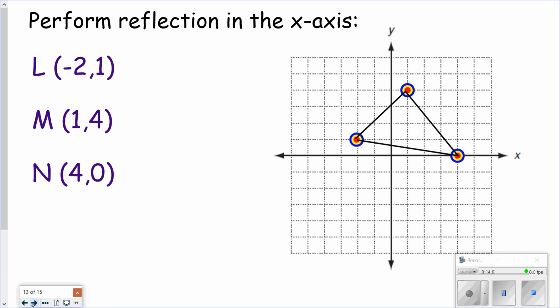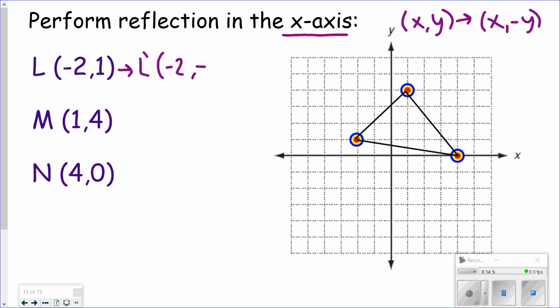All right, so let's perform a reflection in the x-axis. So from the previous slide, if we're reflecting over the x-axis and we have the coordinate x, y, we are going to change the y. So it's going to then be x, negative y. So let's do that to all of our coordinates here. So L prime then is going to be negative 2, negative 1. M prime is going to be 1, negative 4.